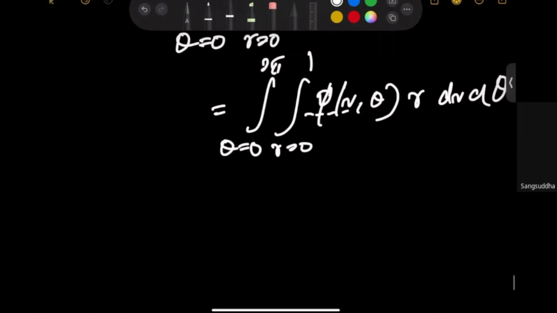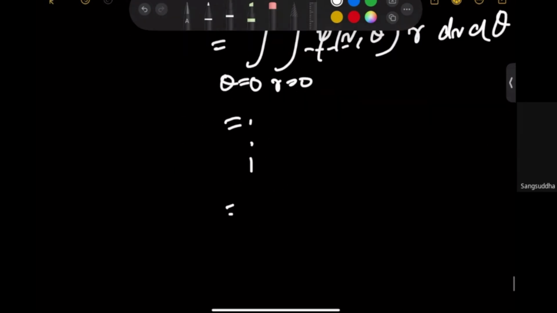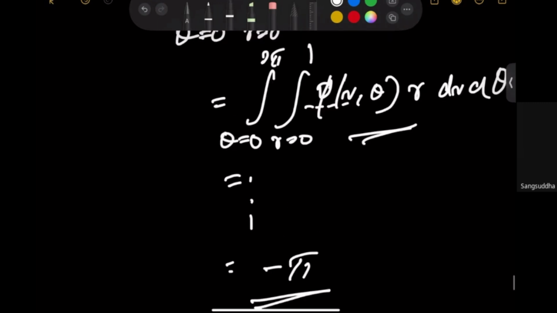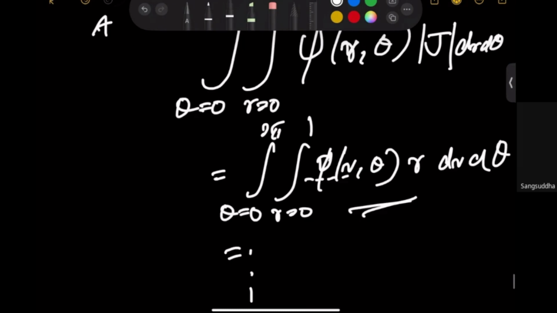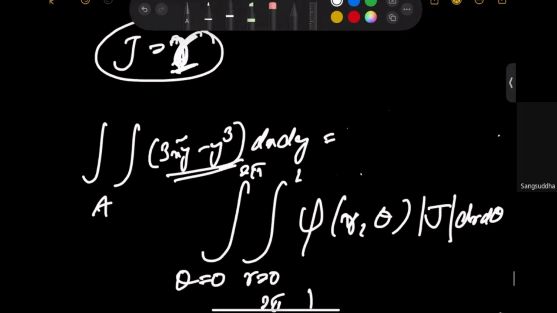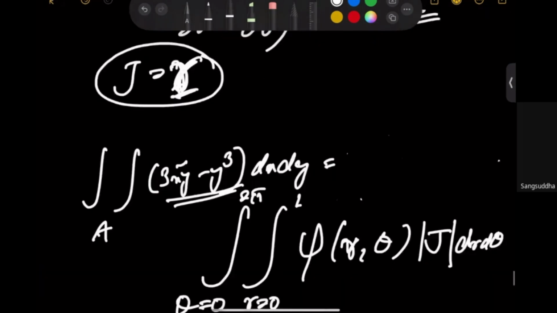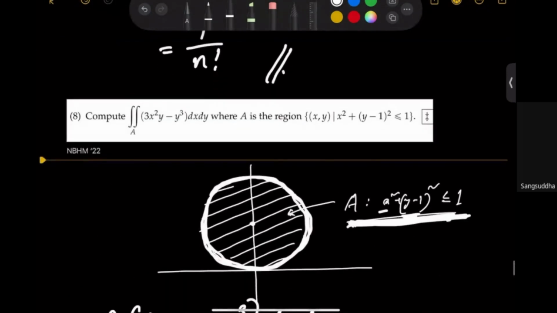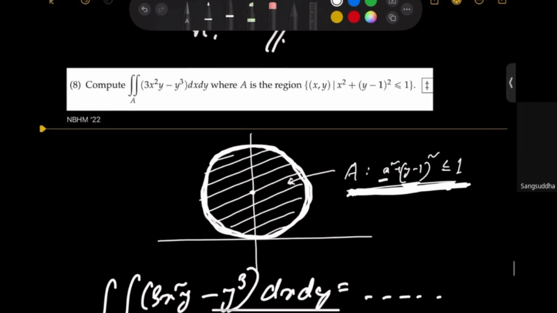The answer will be just minus pi. You'll get minus pi if you do this calculation. It's a slightly long calculation. There will be many terms here. Is it clear? Guys, is it clear? The solution?